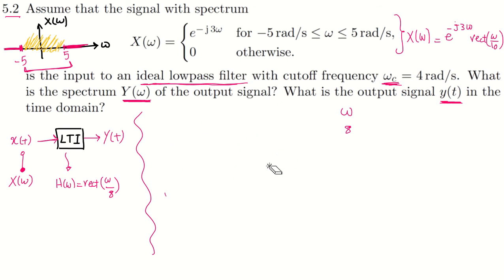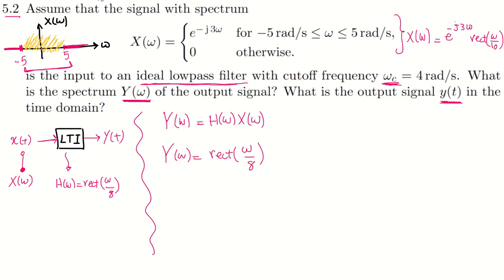Now, can we find the output in frequency domain or not? Well, we know that the output in frequency domain equals the frequency response times the input in frequency domain. We have these two, so we can simply calculate Y of omega, the output in frequency domain. So Y of omega is H of omega, which is a rectangular function omega over 8, times X of omega.